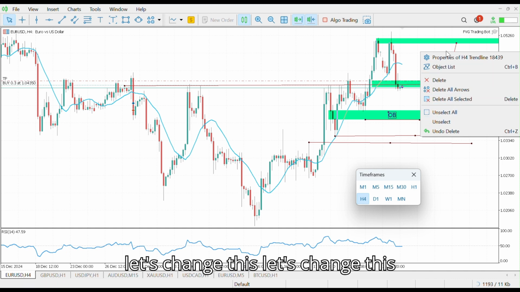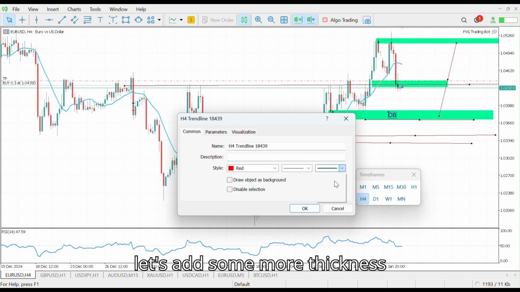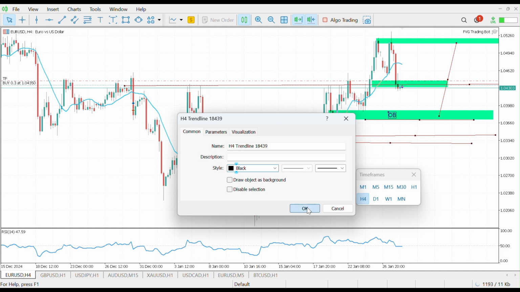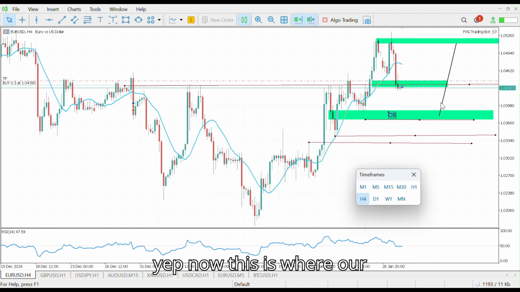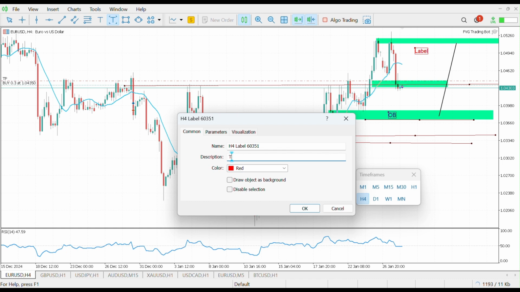Let's change this. Let's add some thickness. Let's make it black for more visibility. Now this is where our take profit target is expected. This is where our expected target should be. Target.